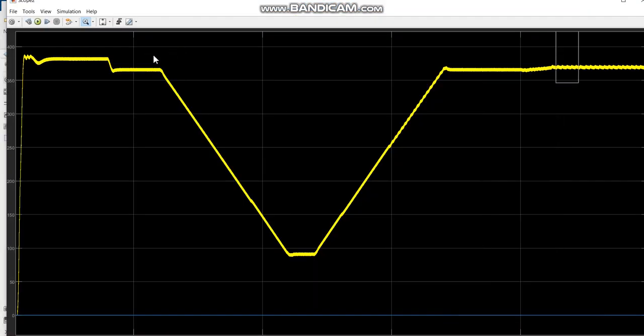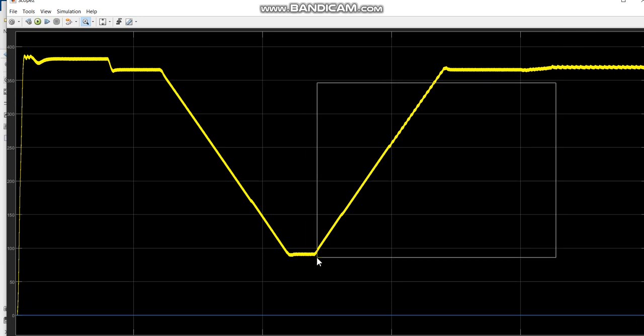Now it's displayed here. By this, we can see that the current never dropped to zero. The lowest it goes is around 87 amps. Because it doesn't drop to zero, we can say that this boost converter operates within continuous mode.